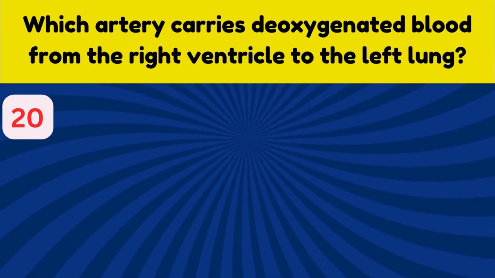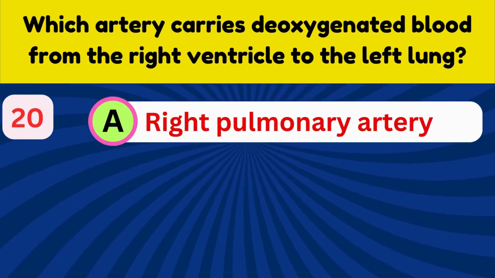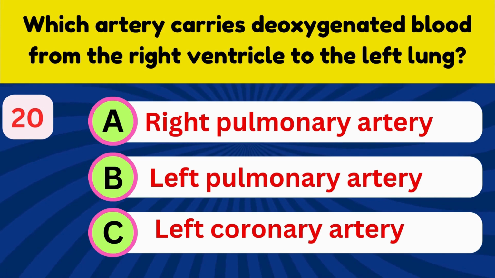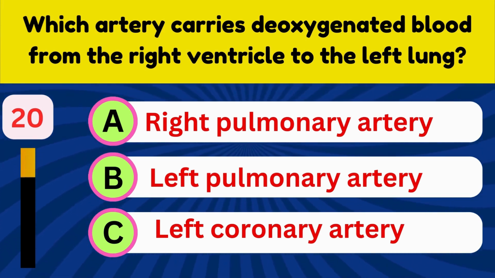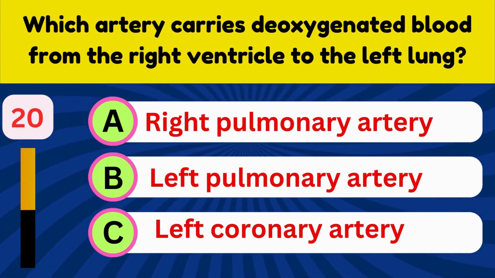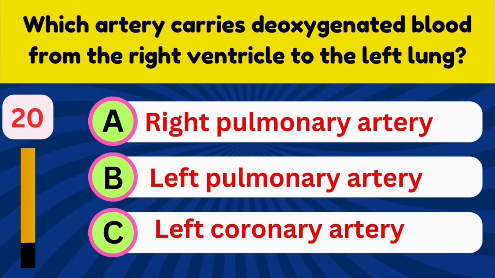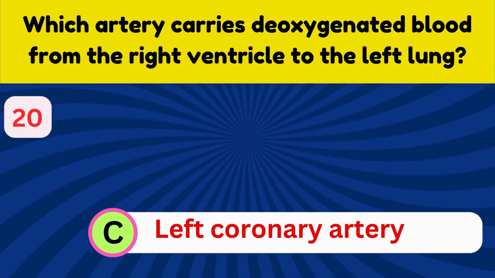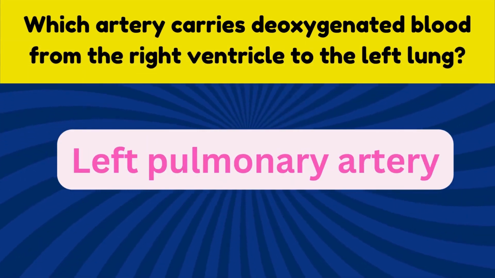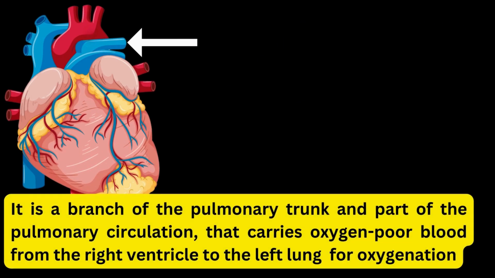Which artery carries deoxygenated blood from the right ventricle to the left lung? Left pulmonary artery. It is a branch of the pulmonary trunk and part of the pulmonary circulation that carries oxygen-poor blood from the right ventricle to the left lung for oxygenation.